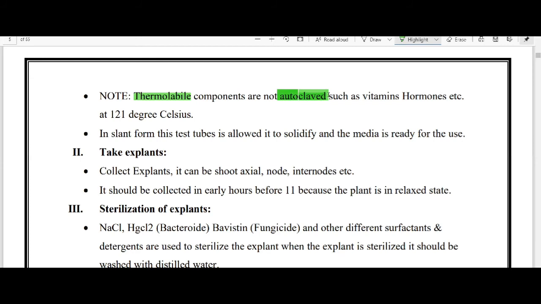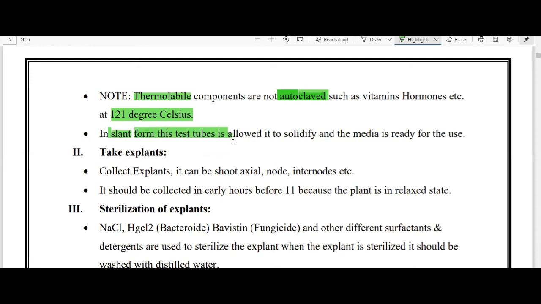So if we put these thermolabile components like vitamins or any other hormones in it, due to its high heat, which is about 121 degrees Celsius, this thermolabile component will be denatured. This is the main reason why we don't put thermolabile components in the autoclaving machine.